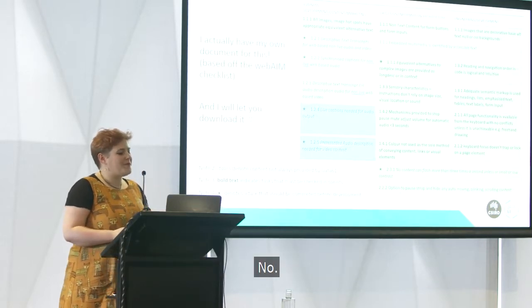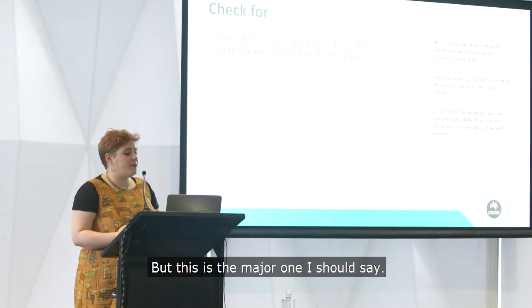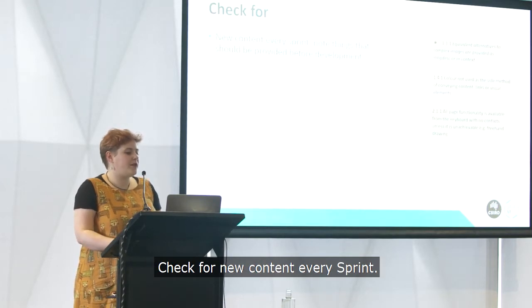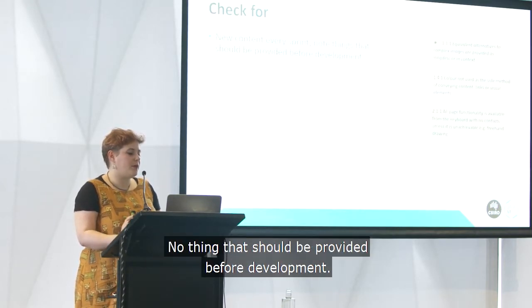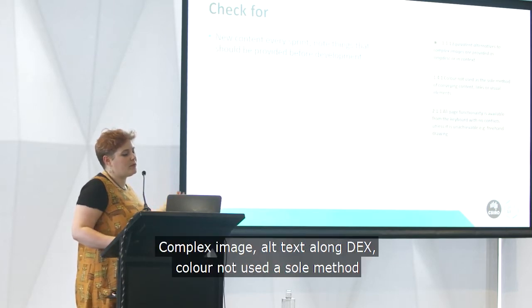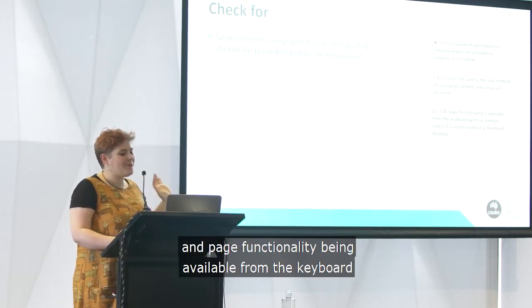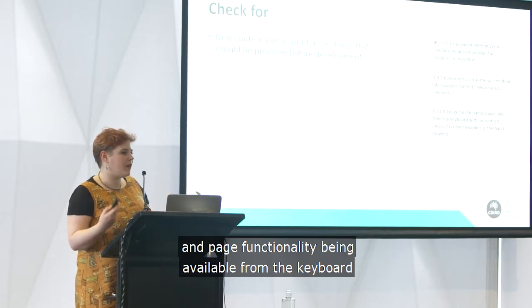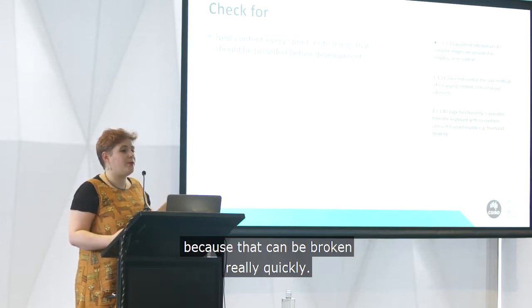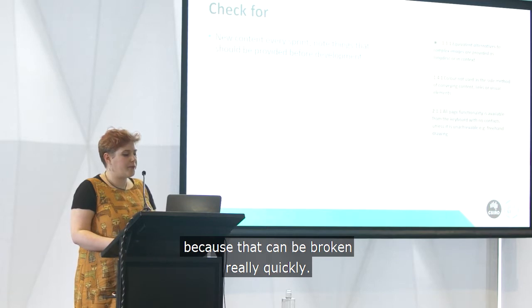No. But these are the major ones, I should say. Check for new content every sprint. Then there are things that should be provided before development. These are the major ones: complex image alt text or long text; color not used as the sole method of conveying content, links, or visual elements; and page functionality being available from the keyboard, because that can be broken really quickly.